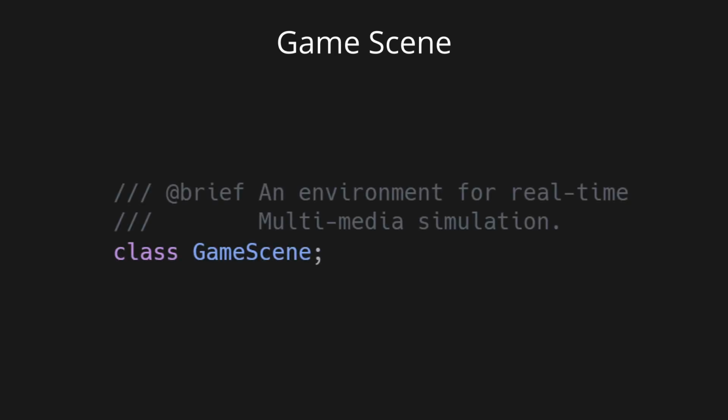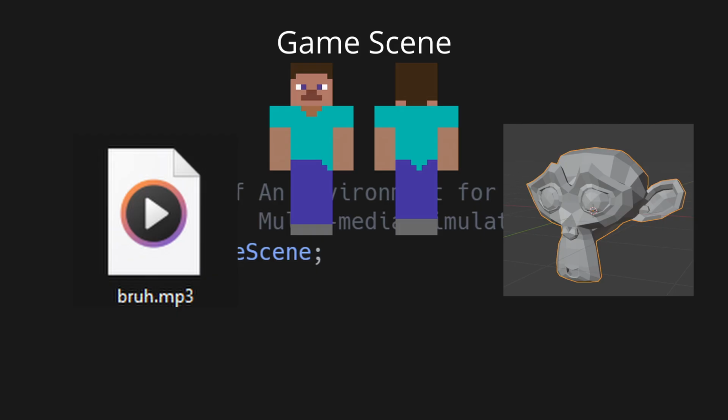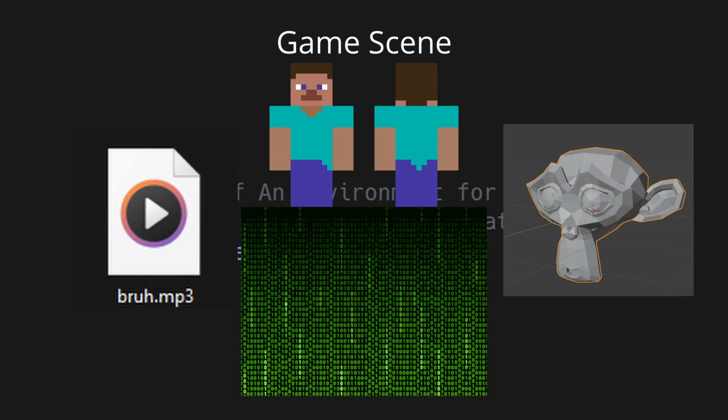One definition may be an environment for real-time multimedia simulation. The game scene needs to be real-time because a game has to react immediately to user input. We also emphasize multimedia because a game consists of audio files, textures, 3D models, and also code that drives the simulation itself. All kinds of multimedia could be part of a game simulation.